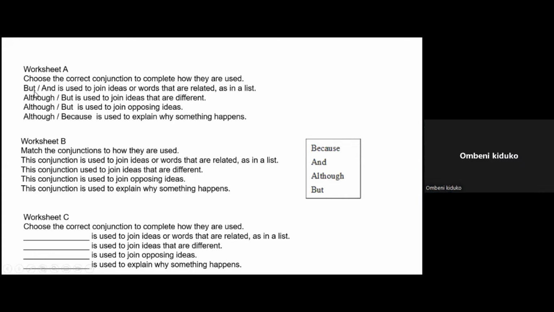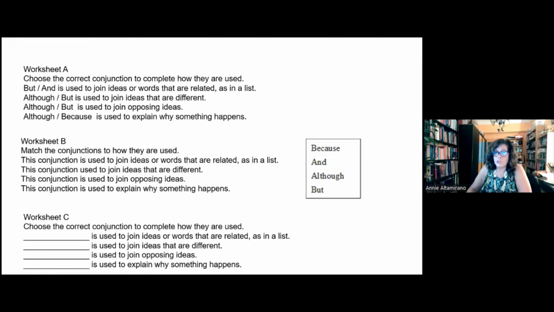So here I'm giving them a choice of conjunctions, and they have to choose which conjunction matches the rule. The third worksheet is the most challenging, because I'm giving the rule, but they have to decide which conjunction to use, and there is no support. The one in between, worksheet B, has average support. Here they have the 4 conjunctions and they have to match them.